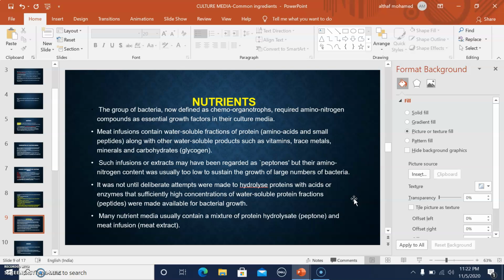It was not until deliberate attempts were made to hydrolyze proteins, with acids or enzymes, so that a sufficiently high concentration of water-soluble protein fractions was made. So these are all about nutrients.